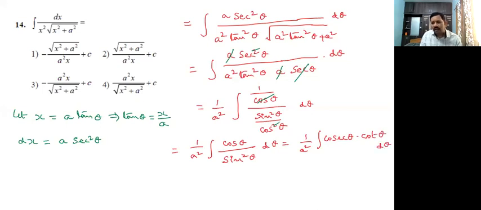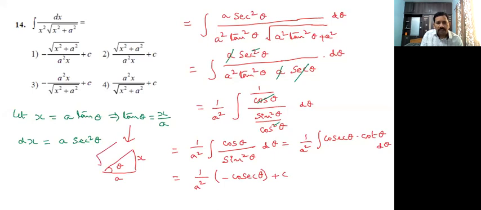Integration of cosecant theta cot theta. What is the formula? Minus cosecant theta. So we get 1 by a squared into minus cosecant theta plus c. Here already we know that tan theta value. Take a right angle triangle. This is theta. Tan means opposite side by adjacent side. Now this hypotenuse will come under root x squared plus a squared.